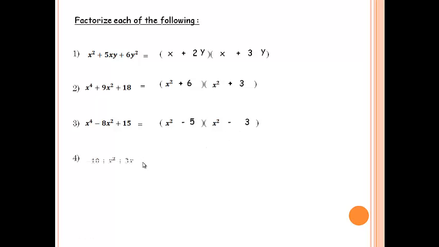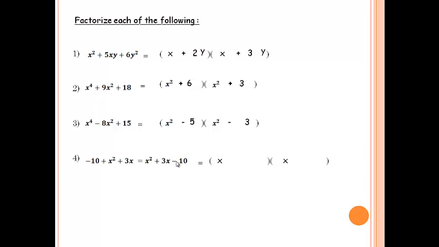Another one. Negative 10 plus x power 2 plus 3x. In each trinomial, we have to start with the biggest power, so we have to rearrange this trinomial. We will write it as x power 2 plus 3x minus 10. So we can factorize x power 2 as x and x. What about the last term?